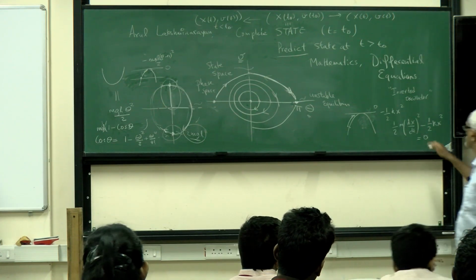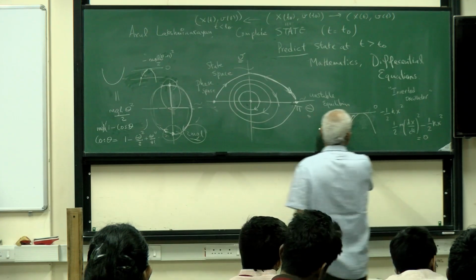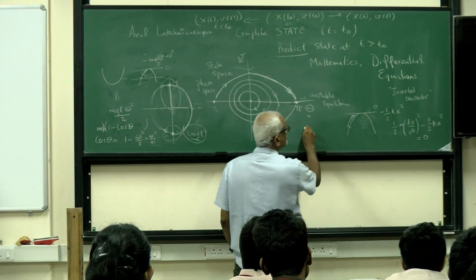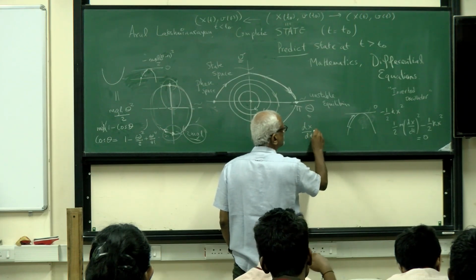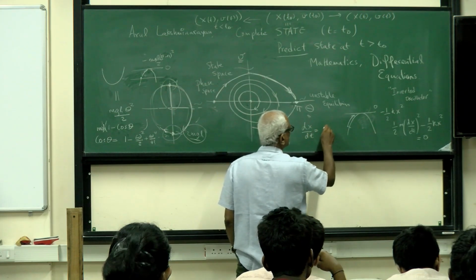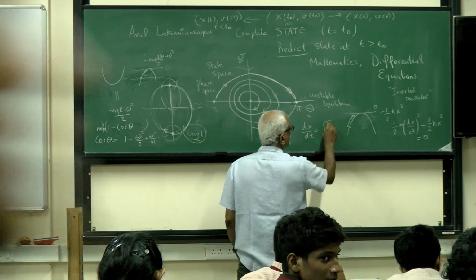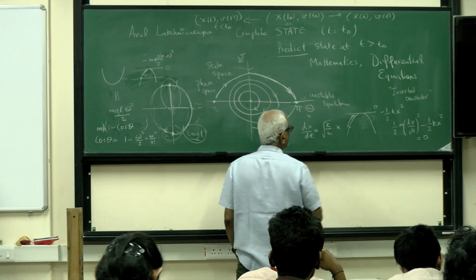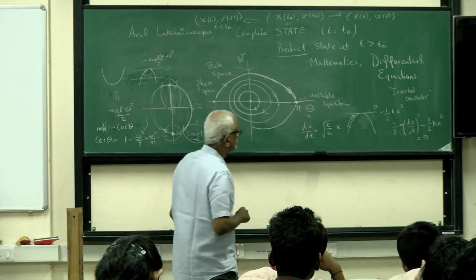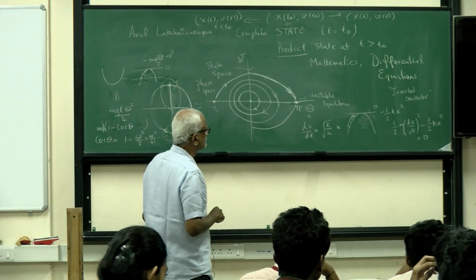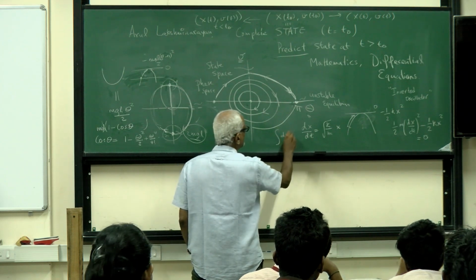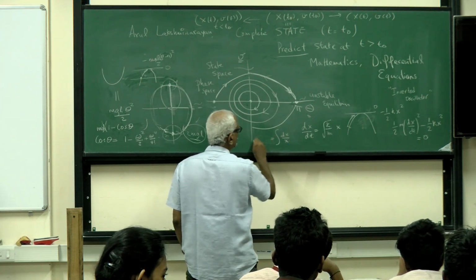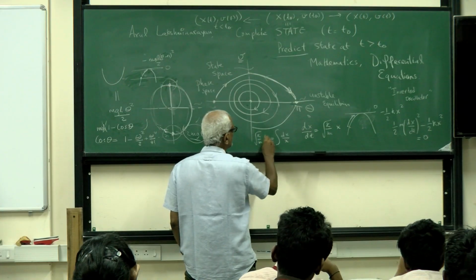All right. So now how do you solve this differential equation? We can just cancel half on both sides. You'll have dx/dt equals some square root of k by m into x. So now integral dx by x equals square root of k by m into t.